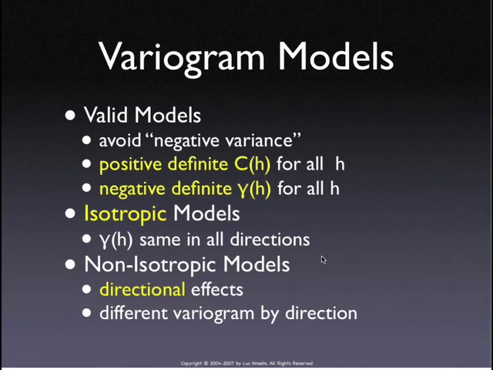This is, in a nutshell, what this boils down to. It has to be positive definite for the covariogram, sorry, negative definite for the variogram. Isotropic models are the same in all directions. Non-isotropic models have directional effects, which means that the h is not just distance, but also direction, and we'll deal with that in the labs.